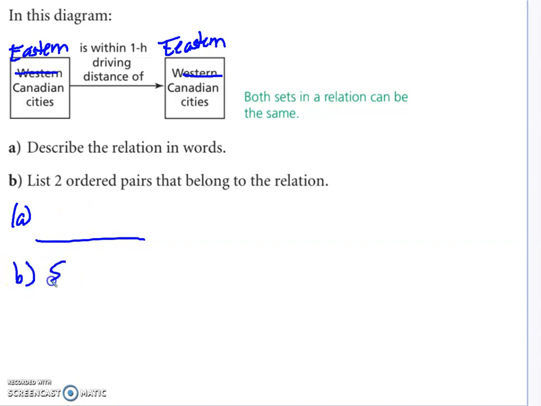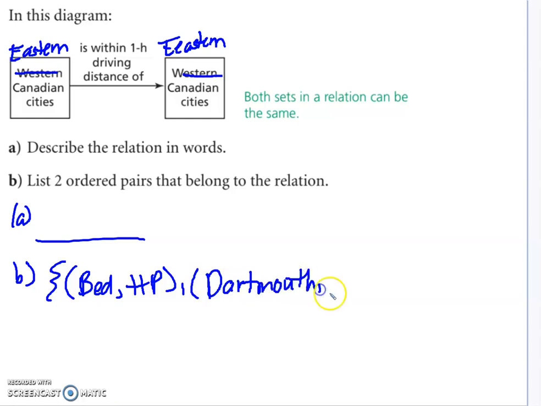And then to create two ordered pairs, we just need to reason it out. So you could come up with many different examples. You could say Bedford and Hammonds Plains could be an example. Dartmouth and Halifax. Truro and Halifax. Okay, so come up with whatever comes to mind.